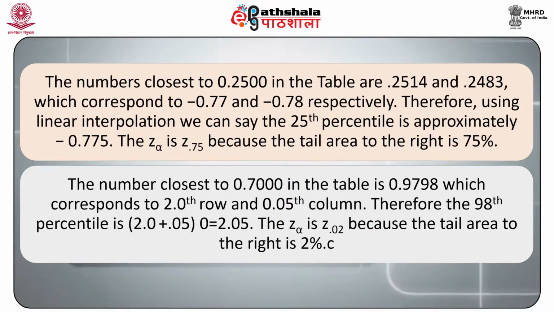The numbers closest to 0.2500 in the table are 0.2514 and 0.2483, which correspond to minus 0.77 and minus 0.78 respectively. Therefore, using linear interpolation, we can say the 25th percentile is approximately minus 0.775. The Z alpha is Z 0.75 because the tail area to the right is 75%.